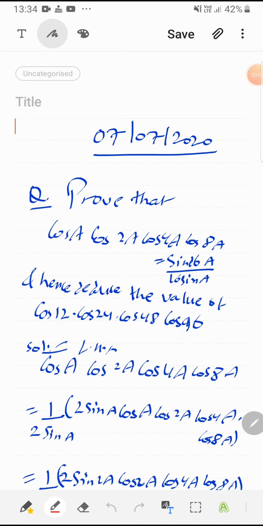Hello students, today we are going to discuss some practice problems based on multiple and sub-multiple angle formulae for trigonometric functions. So the first question is: cos A into cos 2A into cos 4A into cos 8A is equal to sin 16A upon 16 sin A, and hence we have to deduce the value of cos 12 into cos 24, cos 48, cos 96.